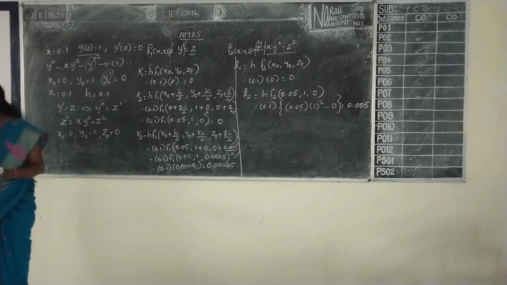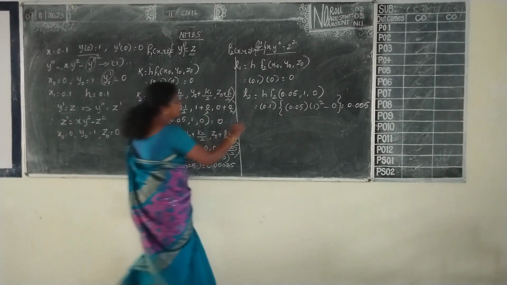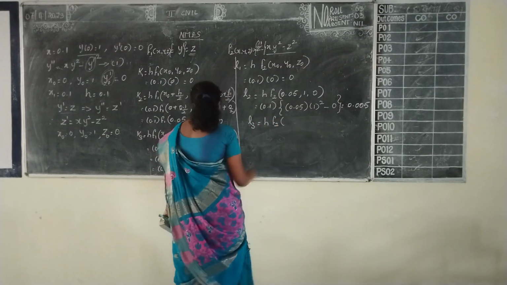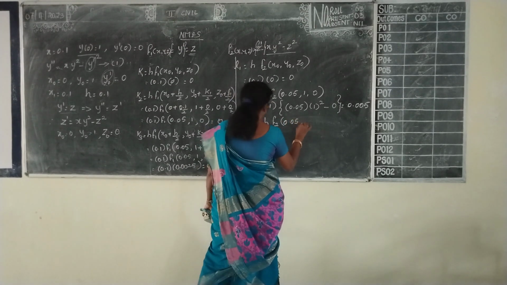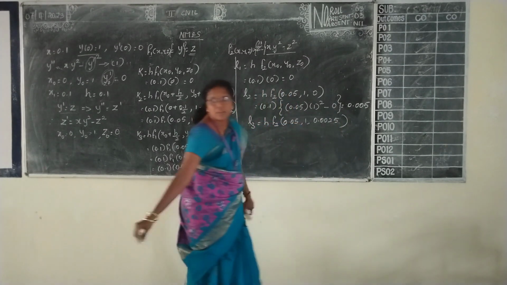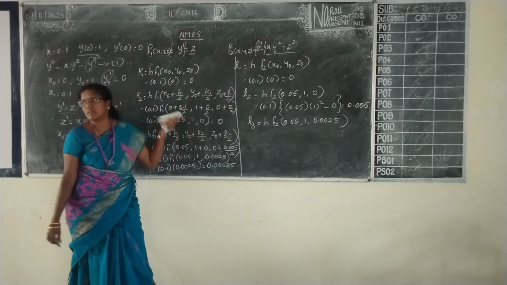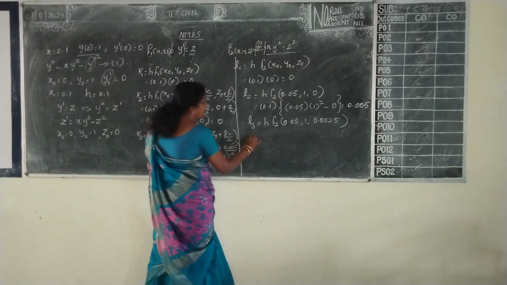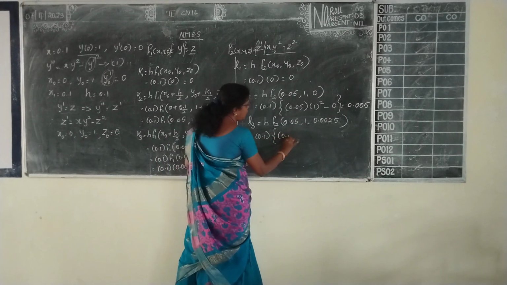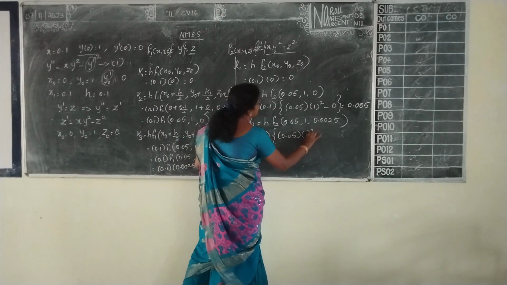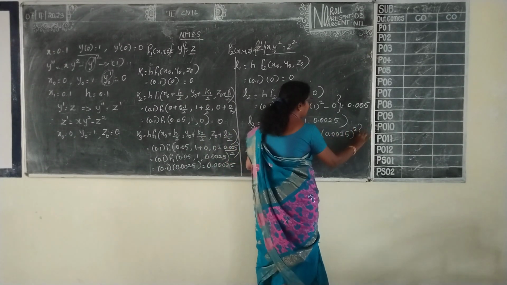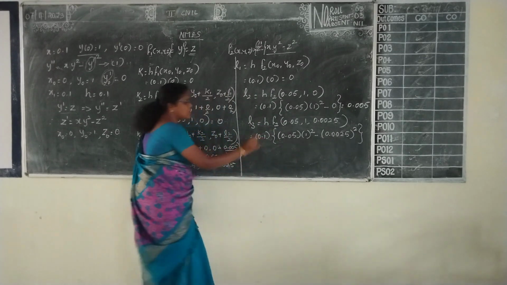Shall we continue with L3? So L3 is equal to, same values, now you take it as it is. H into F2 of 0.05, 1, 0.0025. Now this is our x, y, z. Substitute this in F2. So 0.1 into F2, which is x, 0.05 into 1 square minus 0.0025 the whole square. Find what is the answer for L3.